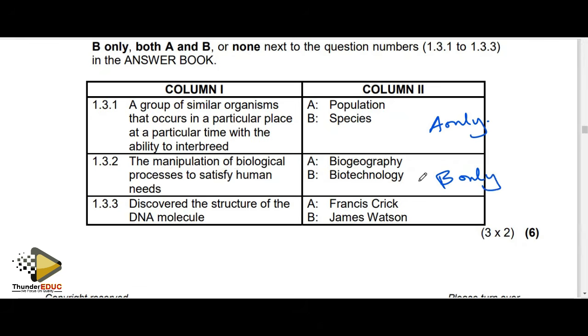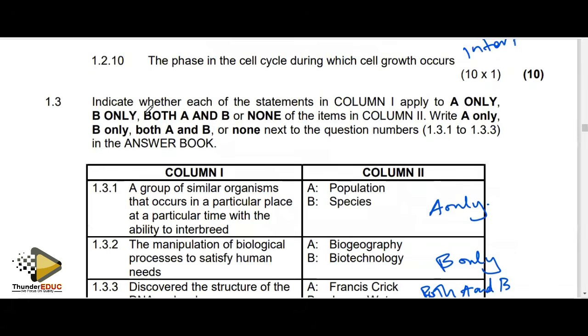Who discovered the structure of the DNA molecule? James Watson and Francis Crick. Then it means that both A and B.